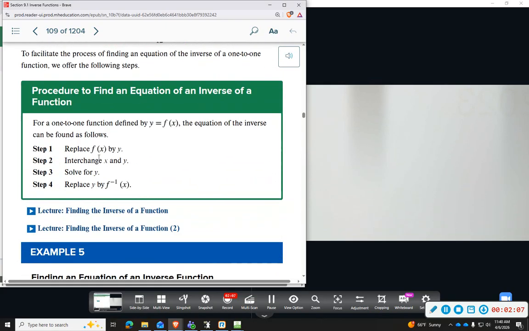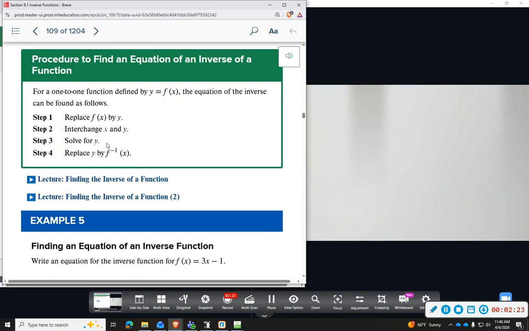How to find the inverse. Here are the step-by-step procedures. y and f of x are the same thing. So if you're given f of x, replace it with y first, and then you're going to switch x and y. Every time you have a y, replace it with x and vice versa. Then you're going to solve for y, which we also saw in the prep section.